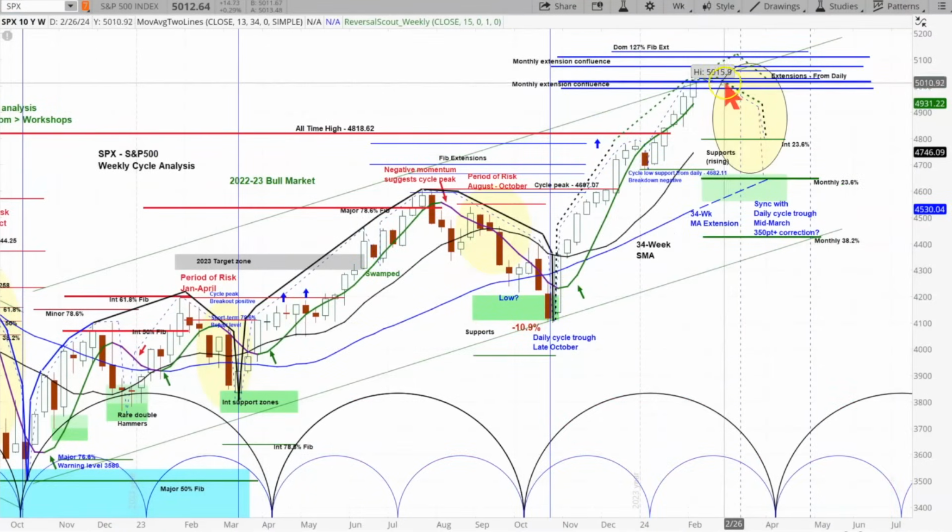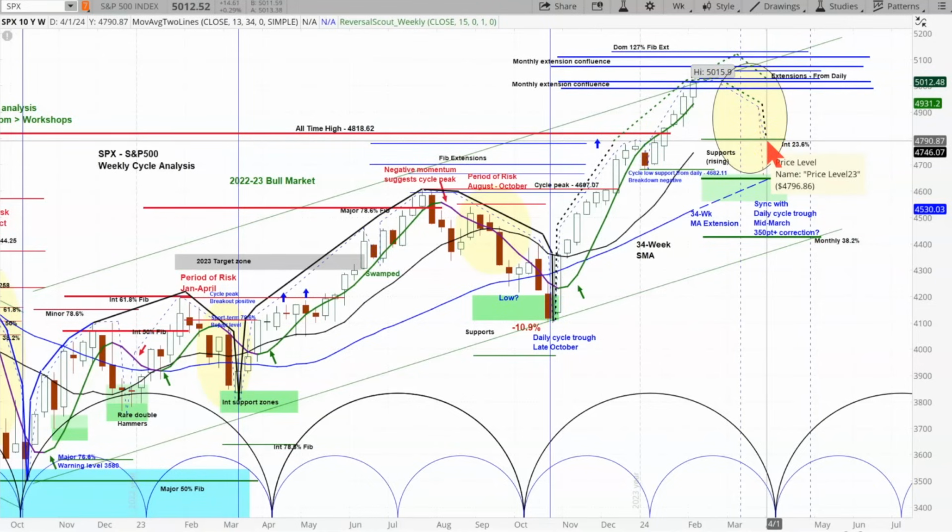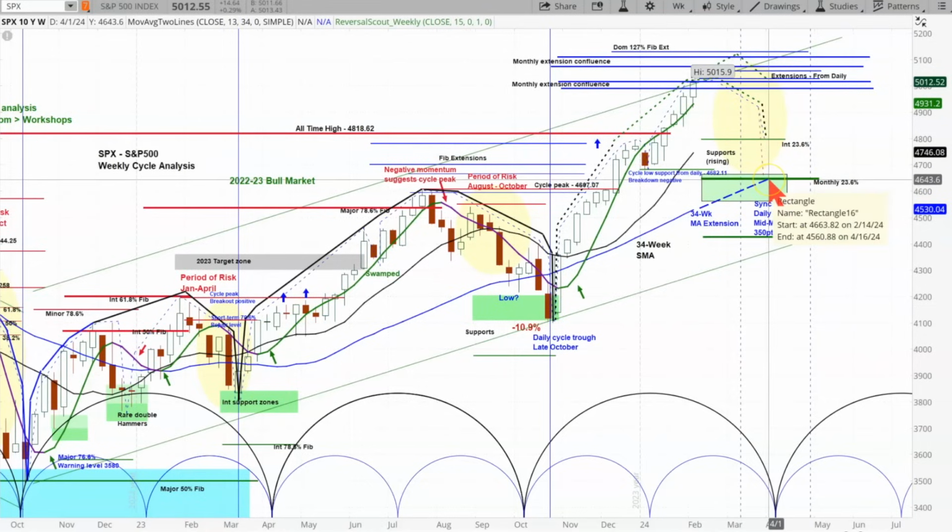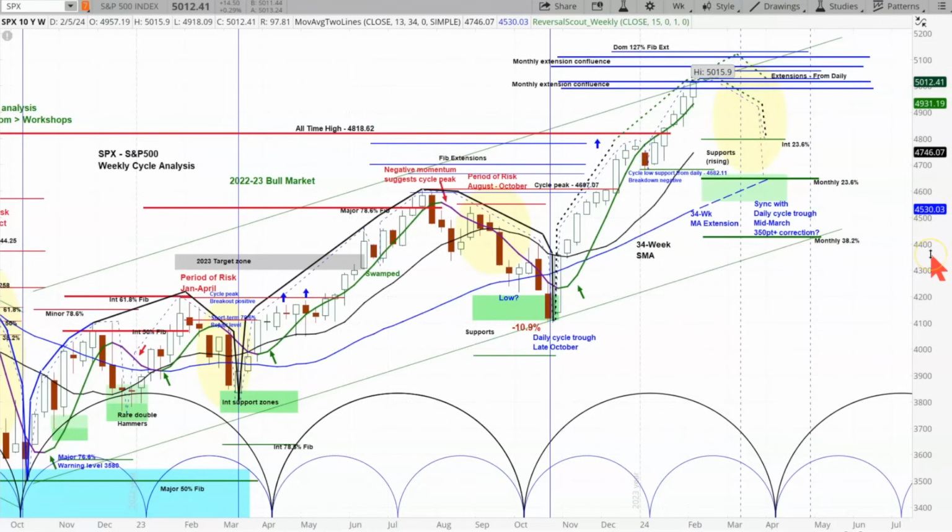Again, here is that S&P 500 with our projections that sometime in the next few months we're going to see a best case move down into this area right over here, just under 4,800, with very likely moving down here to about 4,640. I'm going to call that late March to early April as the time frame for that correction, coming down and testing that 34-week moving average that is moving up right over here, and that mid-March or later of 350 points or more to the downside.